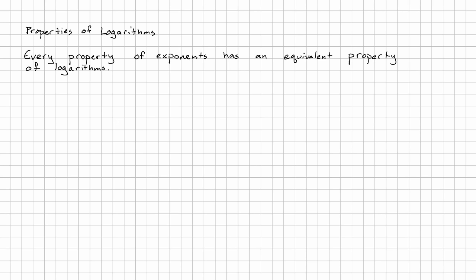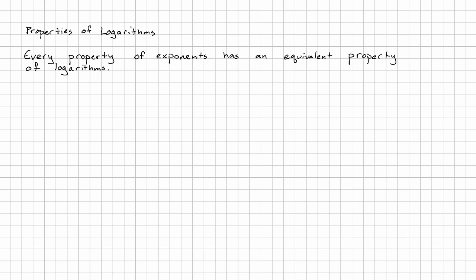So far in working with logarithms, all we've really done was to convert to and from the exponential form. How do we work with a logarithm as such? Is there some equivalent to something like the distributive property? And the answer to that is, well, kind of. Every property of exponents has an equivalent property of logarithms. So now we're going to take our well-known properties of exponents and translate them into properties for logarithms.